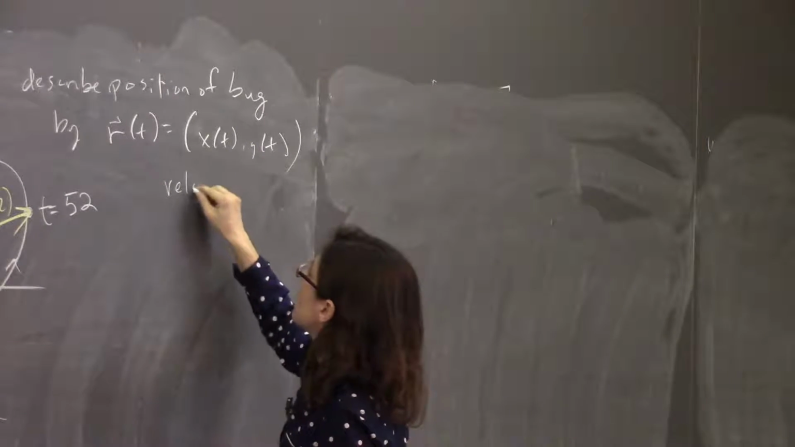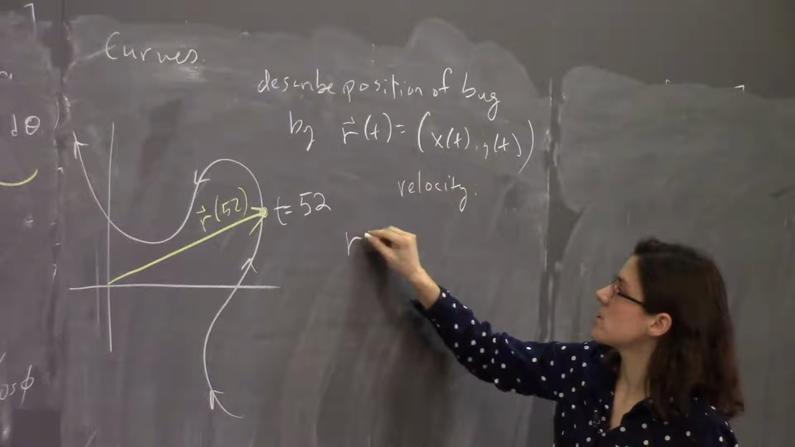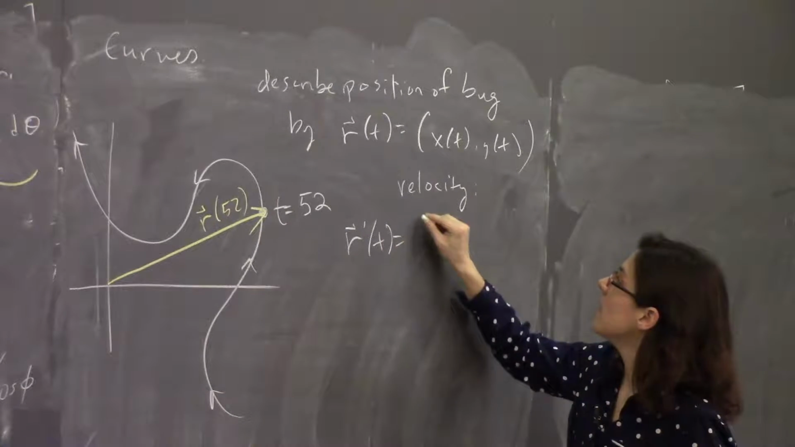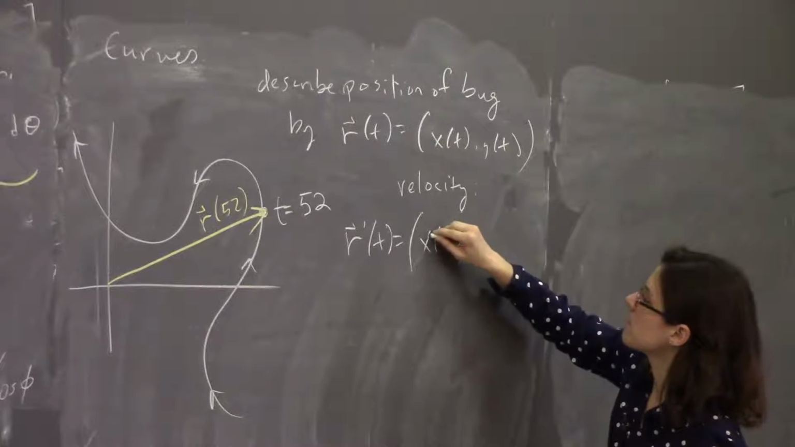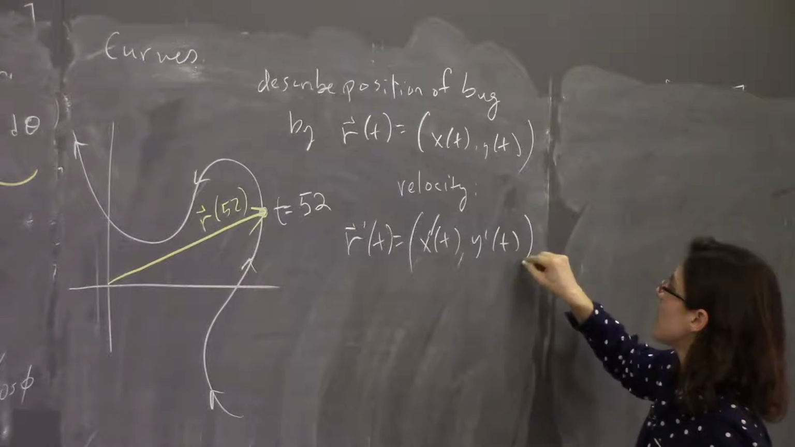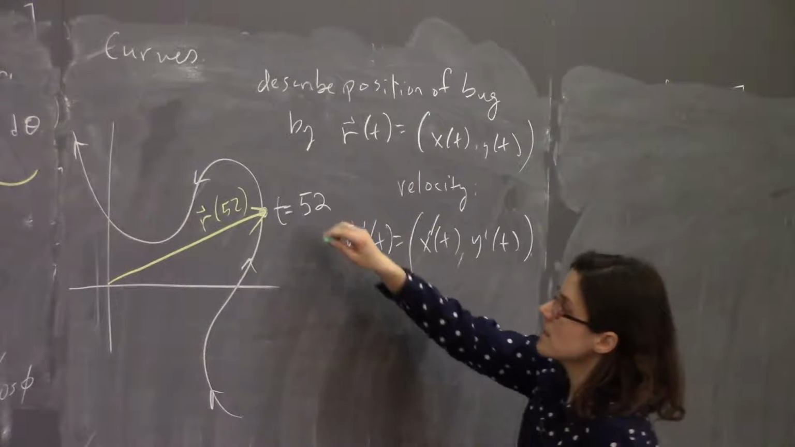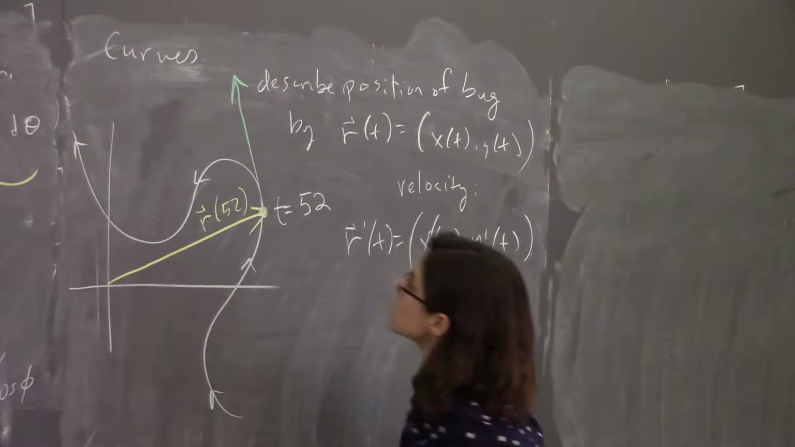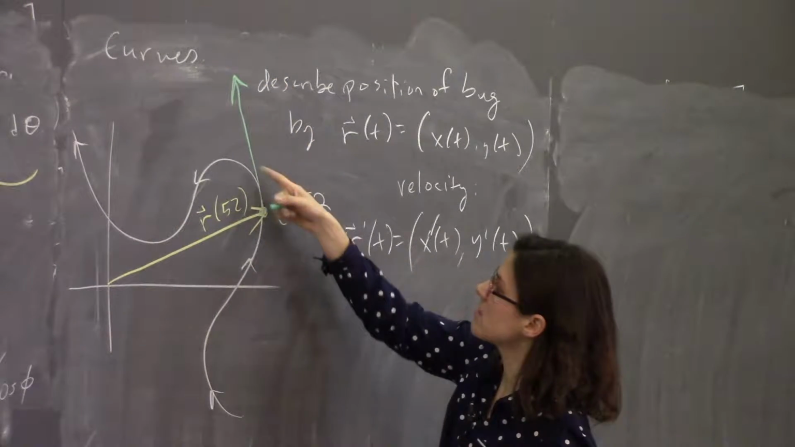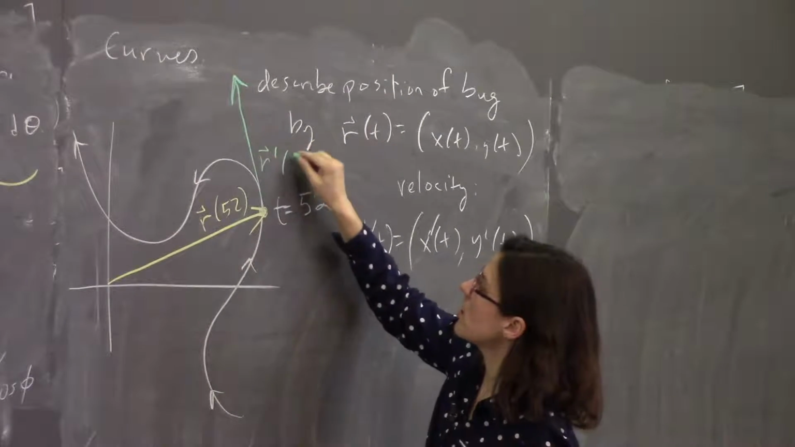You can also get the velocity of the thing by taking the derivative. So that's just r prime of t, which is x prime of t, comma y prime of t. So this is a vector, and it's the tangent vector. I made it look sort of crooked, because I didn't want to make it vertical, since that would be confusing. So this is r prime of t.